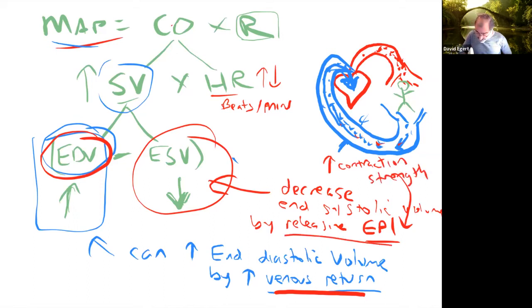So if I have adrenaline in my body, then the ventricles are squeezing harder. If they squeeze harder, more blood is going to get squeezed out by the end of systole, so I'll have less left over. I'll have a lower end systolic volume. Does that make sense?